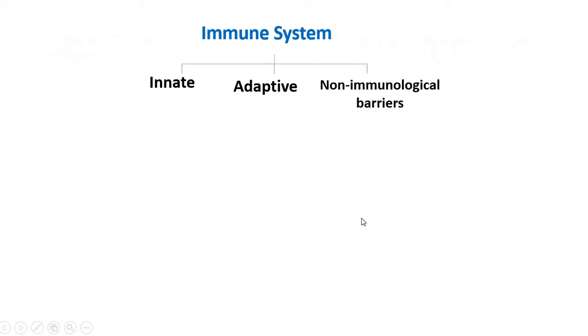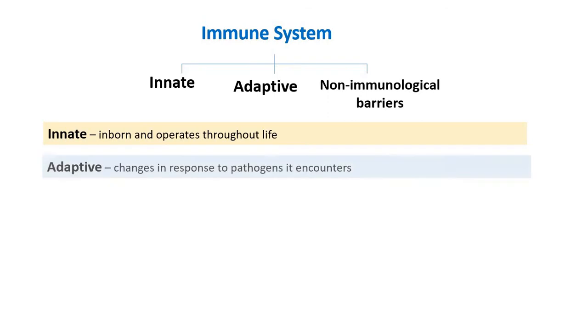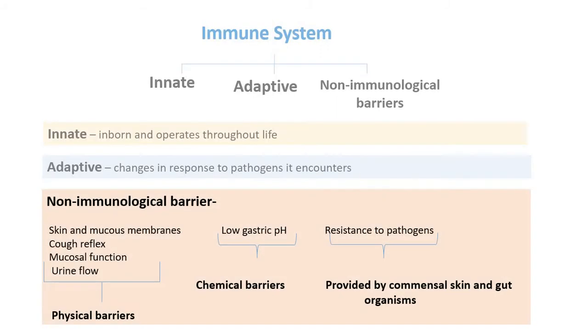There are three main systems involved in the immune response: innate, adaptive, and non-immunological barriers. The innate immune system is inborn and operates throughout life. The adaptive immune system changes in response to the pathogens that it encounters. And non-immunological barriers are involved in host protection.